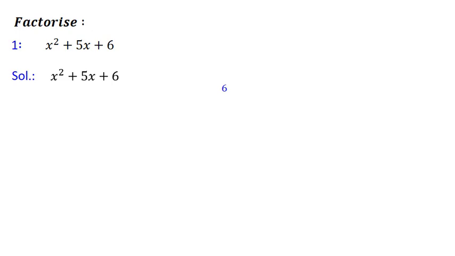Now I can split 6 into factors as 1 into 6, 2 into 3, 3 into 2, 6 into 1, like that. Now in that if you see 2 into 3, then 2 into 3 is giving me 6 and 2 plus 3 is giving me 5. So I split this 6 as 2 and 3. Now here this number a into c is positive, so its factors are either both positive or both negative.